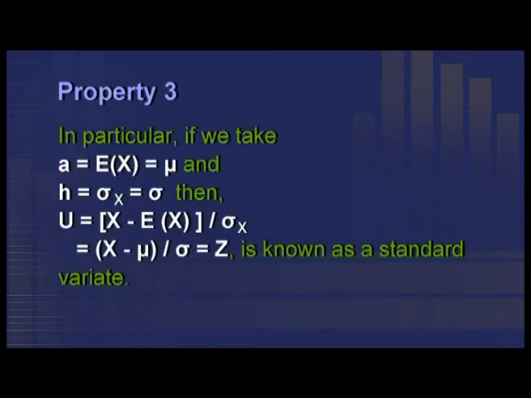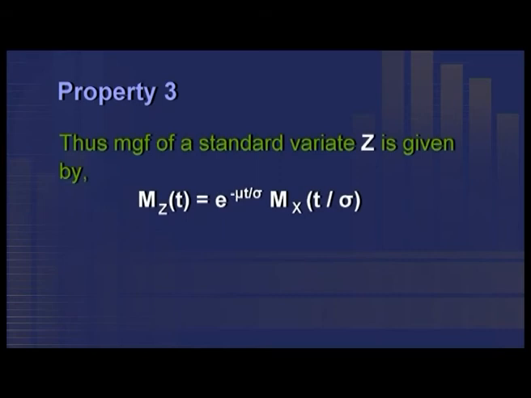In particular, if we take a equal to the expectation of X, which is mu, and h equal to sigma_X, which is sigma, then U is equal to (X minus the expectation of X) divided by sigma_X, which is (X minus mu) divided by sigma, which is equal to Z, known as a standard variate. Thus, the moment generating function of a standard variate Z is given by M_Z(t) is equal to e^{-mu t/sigma} times M_X(t/sigma).